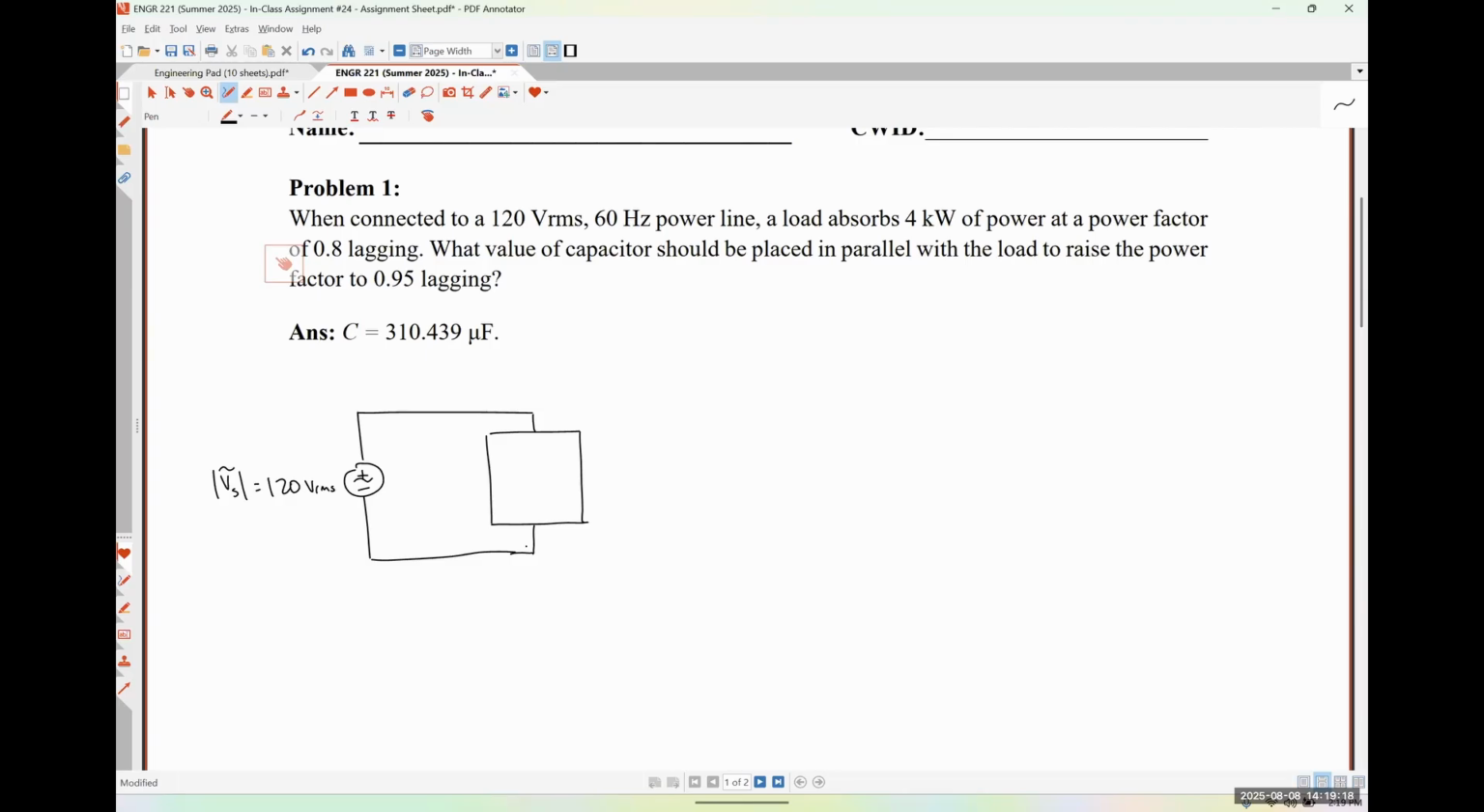Sorry, let me see. Trevor asked, is a power line normally at 60 hertz? Here in the United States, the answer is yes. In Europe, it is 50 hertz. Practically all nations use 50 or 60 hertz. Japan, for what it's worth, actually uses both. It's a pretty interesting situation.